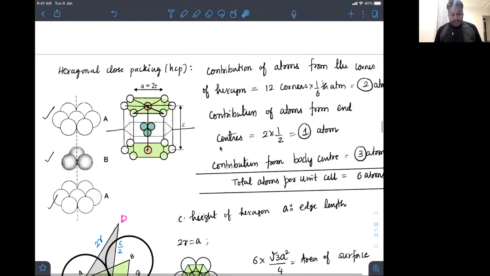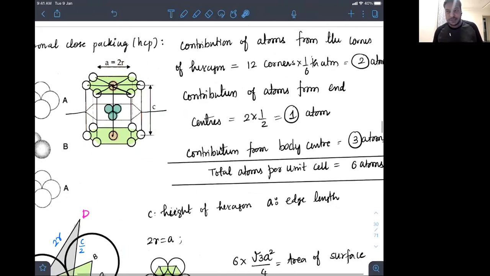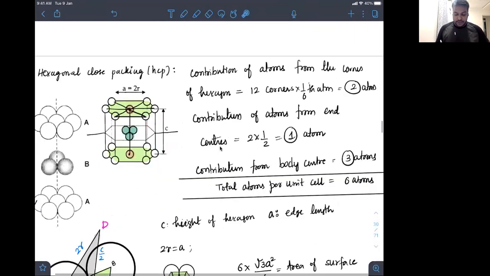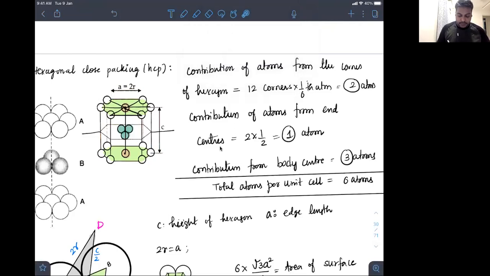Got it? Now let us see how much the contribution of atoms is from various corners. This corner is being shared by 6 hexagons, because you can see, for instance, if you take any A here, this A is contributing 1/6 here, 1/6 here, 1/6 here, 1/6 here. Like this, it will keep contributing 1/6 to every unit cell. So I have 6 above, and 6 below. So there are 12 corners. So every one of the 12 corners is contributing 1/6 of an atom. So there are 2 atoms contributing from corners.